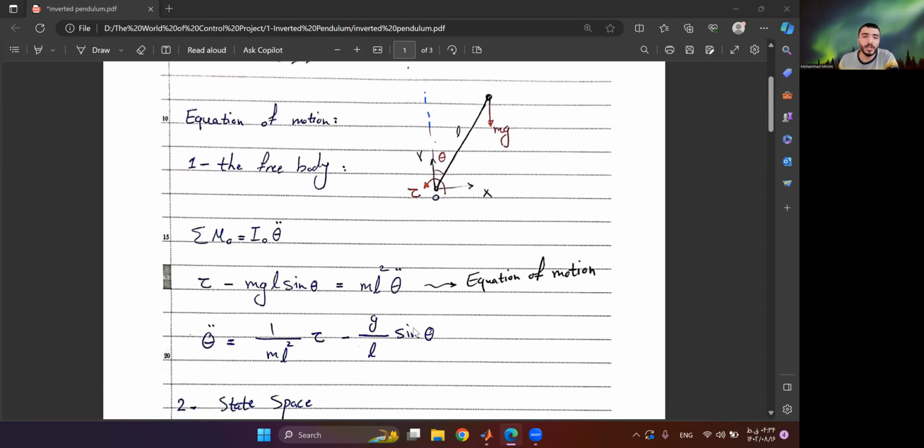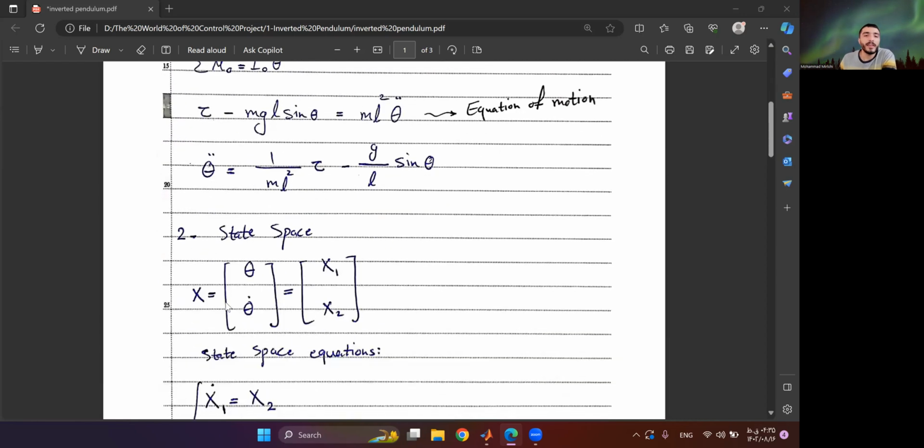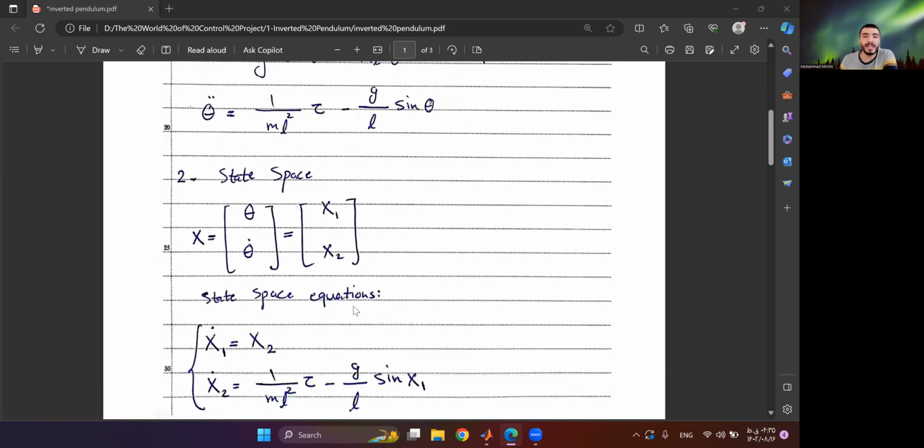From this equation of motion, we will achieve this equation that is needed for transferring the equation to state space equations. If we consider theta and theta dot as x1 and x2 as state space variables, we will have these state space equations like this. x dot 1 is equal to x2, and x dot 2 is equal to 1 divided by ml square times tau minus g divided by l times sine of x1.